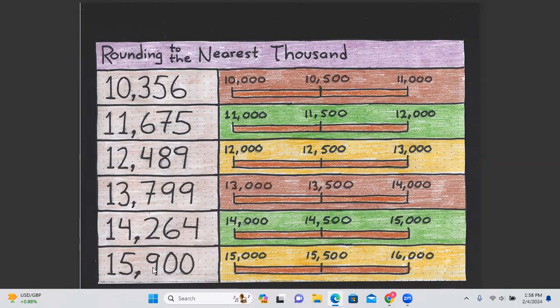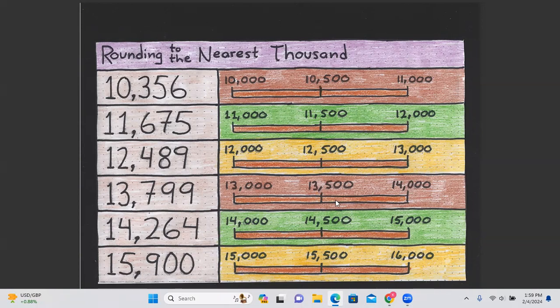15,900, and we know that 9 is well above 5, which means that 900 is well above 500, which means that 15,900 is closer to 16,000. It is good to use 500 as a threshold because it makes it a whole lot easier to understand which way to round a given number.